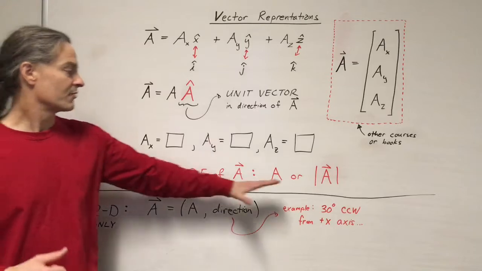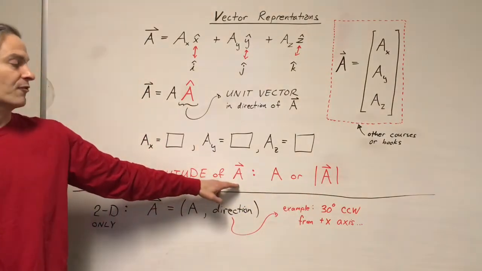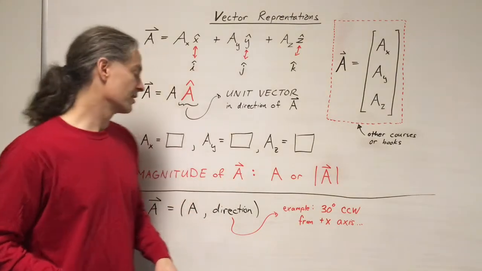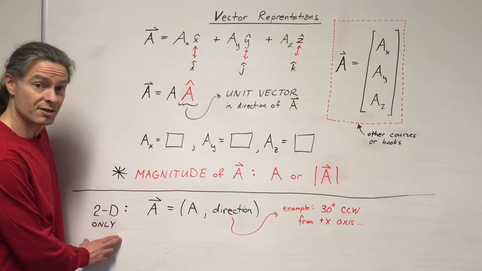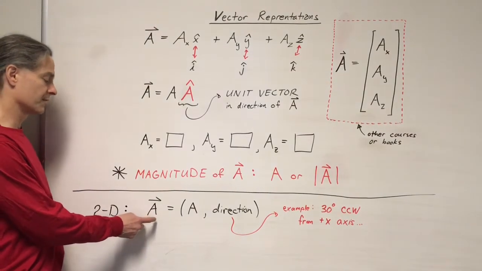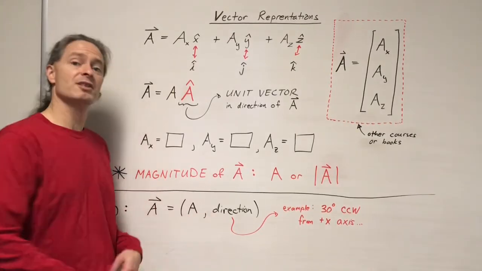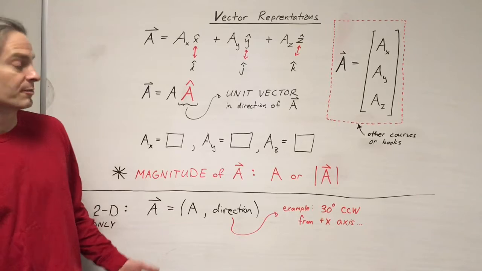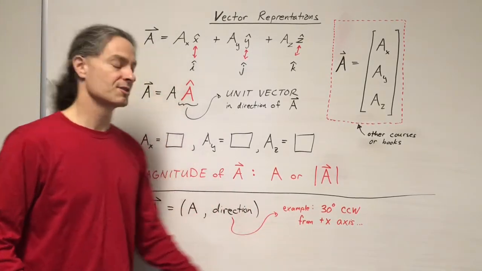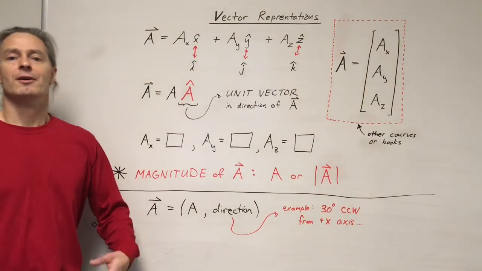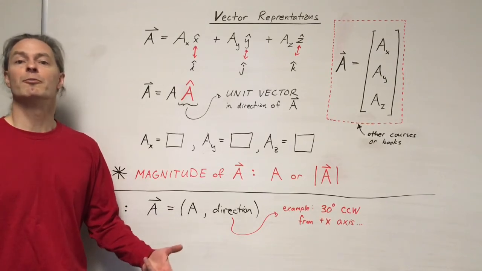So we just have to keep in mind the difference between the magnitude of a vector and the vector whose magnitude it's representing. In 2 dimensions, we have another representation available to us. We could represent the two-dimensional vector as a magnitude and a direction specified appropriately in a two-dimensional coordinate plane. For example, 30 degrees counterclockwise from the positive x-axis. Okay, so that's my overview of representations of vectors and the notation that we'll be using in this course.